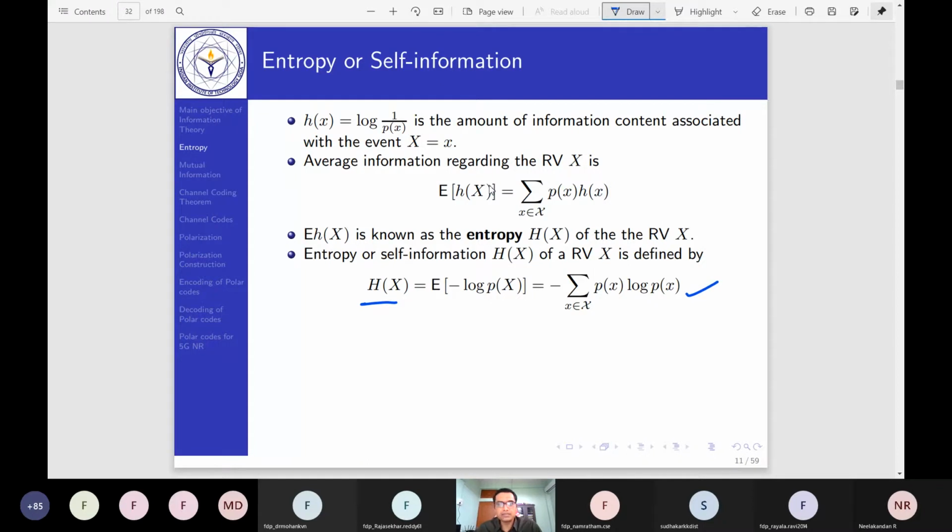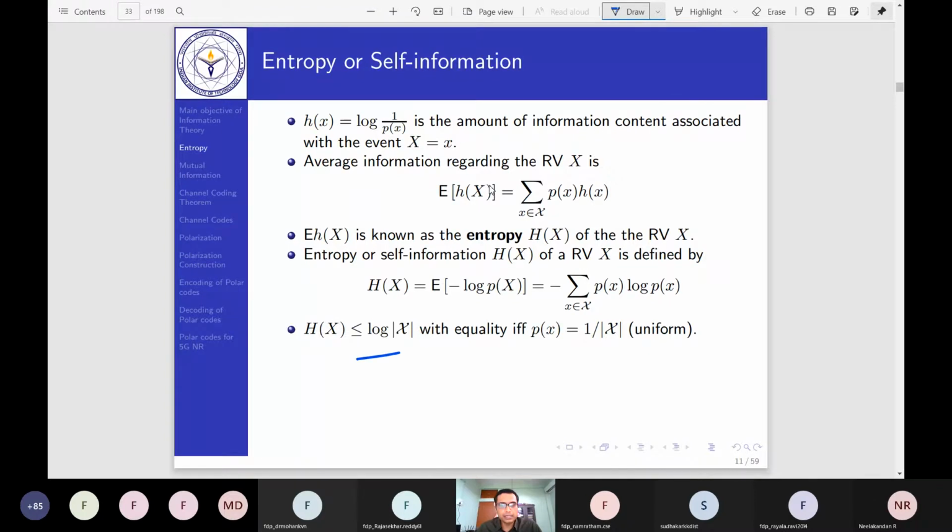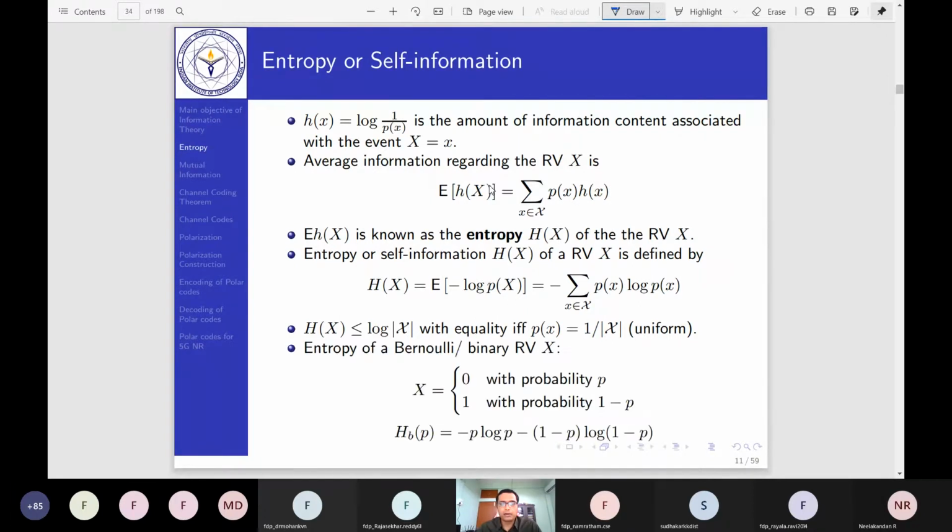Now, what does it mean? What is the physical significance of the entropy of a random variable? Sometimes we should use the word average, but I will not use it now. h of x is upper bounded by log of the cardinality of the alphabet, and this upper bound is achieved only when the probability mass function is equally likely, or uniformly distributed over the alphabet.